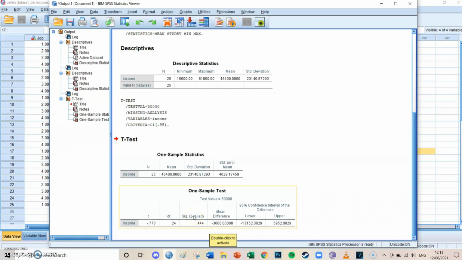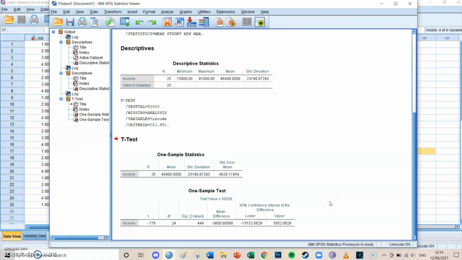It is two-tailed in this case because I wanted to know whether the difference between the 46,400, so our sample mean, is different from the population mean. I didn't say whether it should be higher or lower. Otherwise you can divide the two-tailed significance level by 2. But in this case, I only wanted to know whether there is a significant difference. So you just take this number as a whole, which is 0.444, which is not significant. So therefore, we can conclude that the sample mean of 46,400 does not significantly differ from the population mean, which was 50,000.